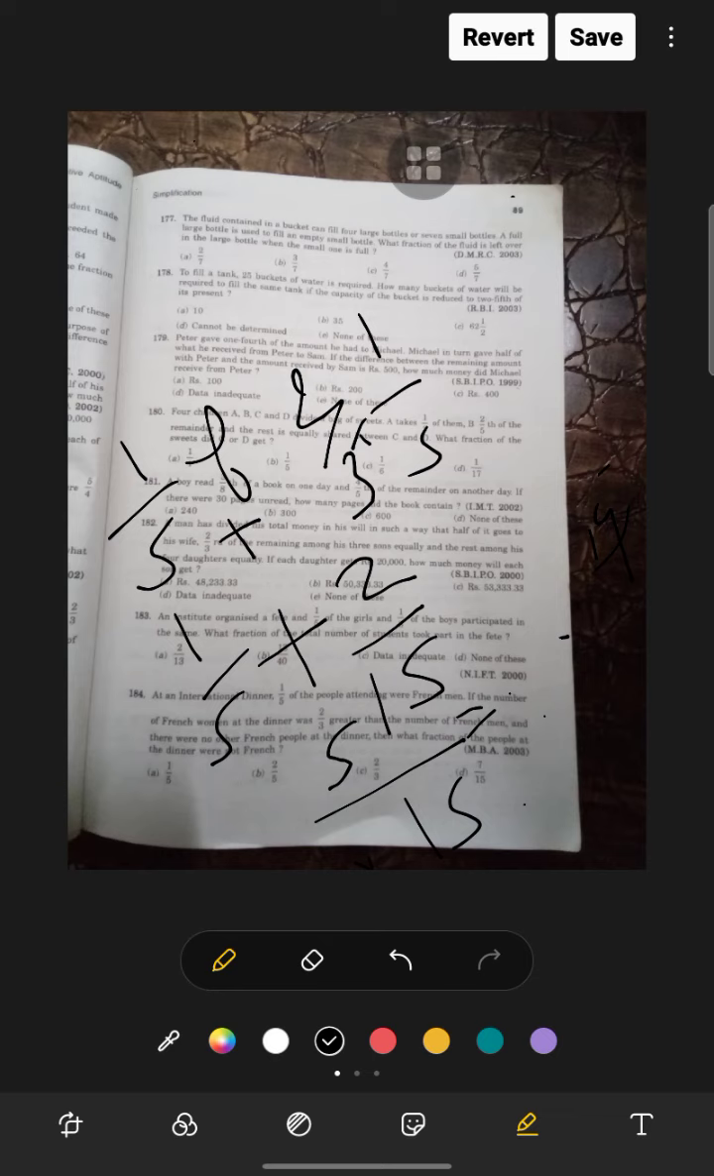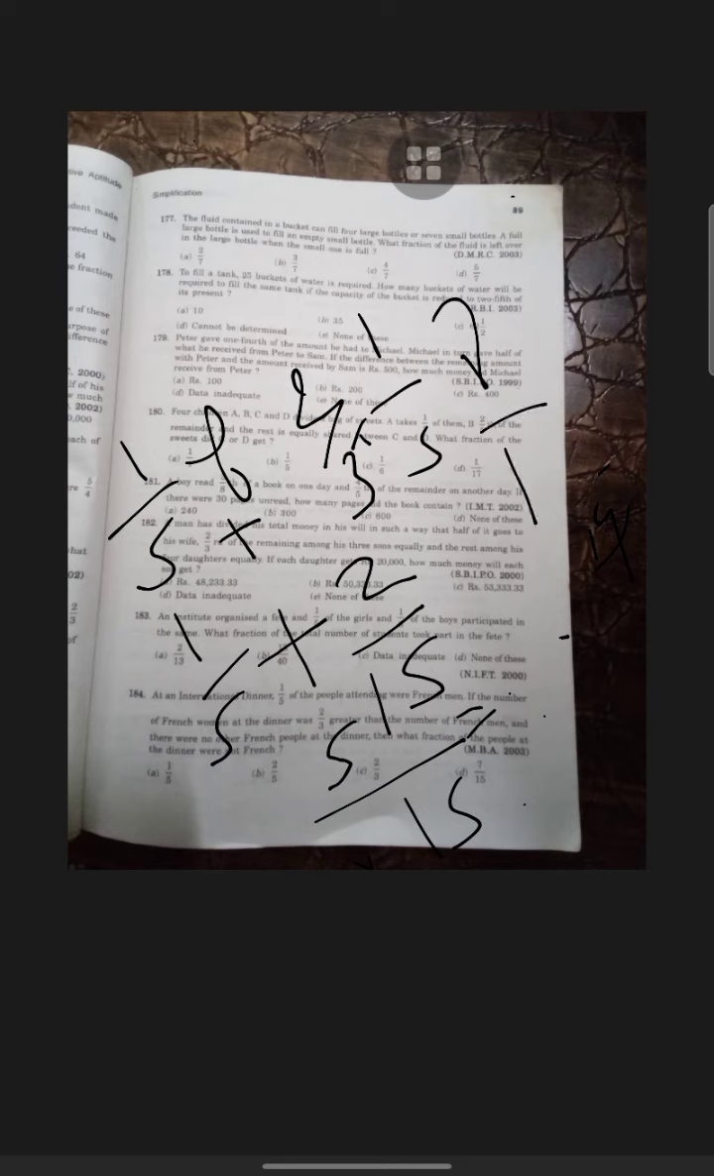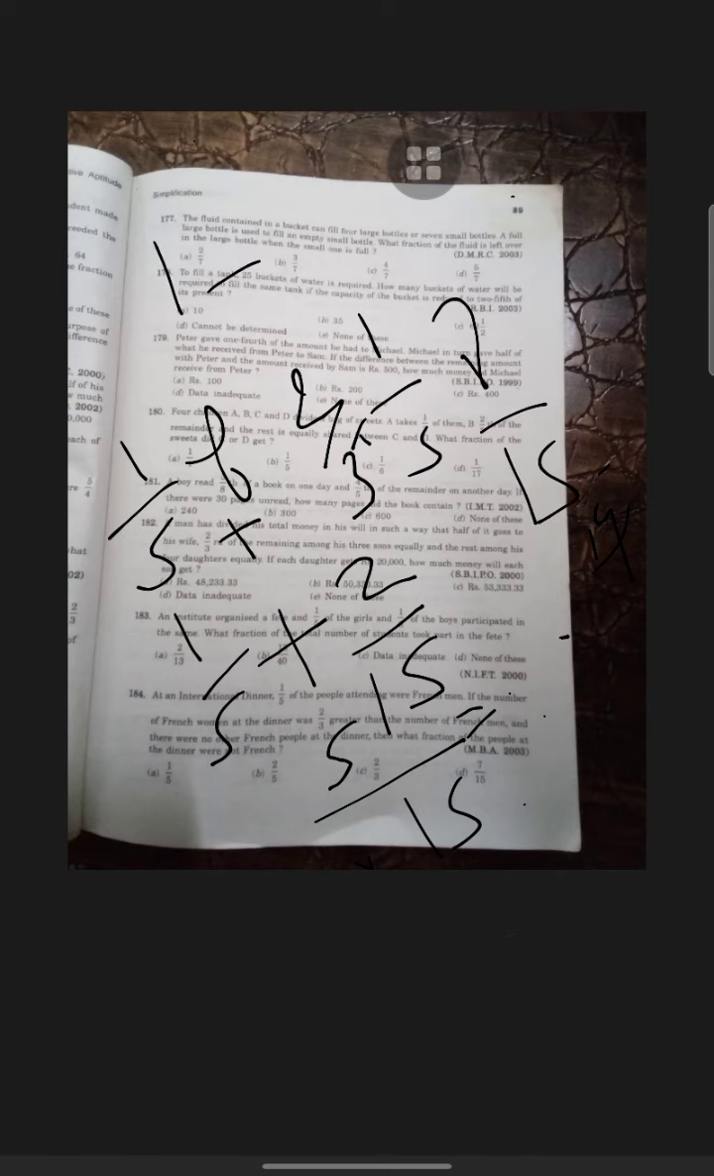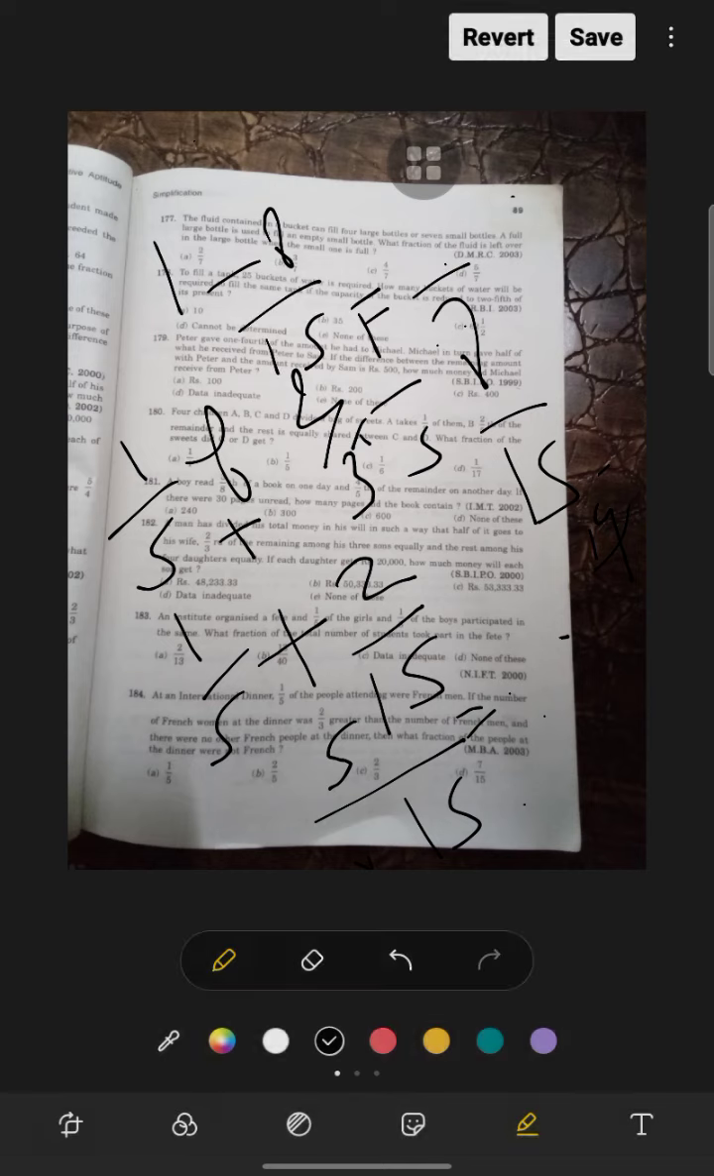Now the French women are 1 by 3. So French people will be 1 by 5 plus 1 by 3. French women we got 1 by 3, and French men we got 1 by 5. So adding both of them, we get 8 by 15, and the remaining non-French people will be 1 minus 8 by 15. So that will be 7 by 15. Got the answer?